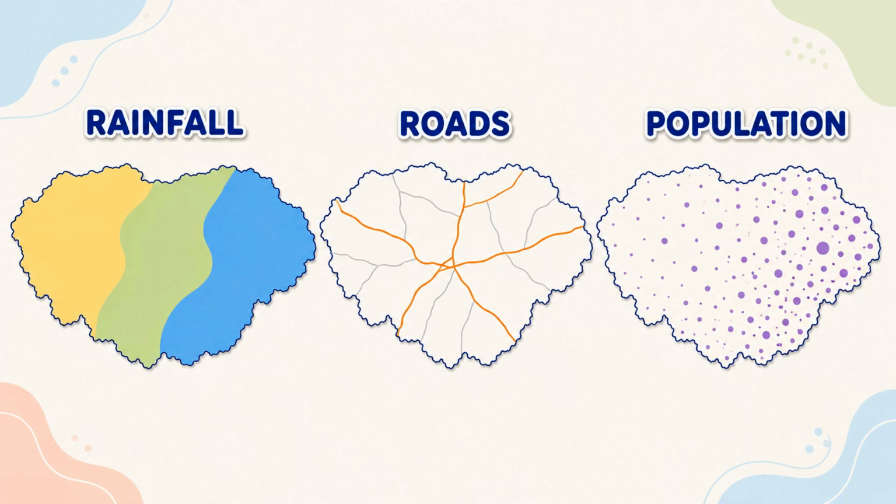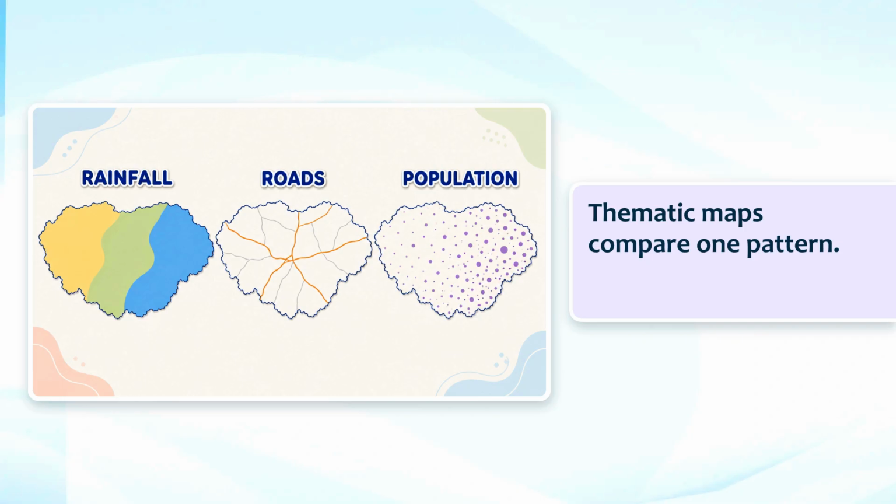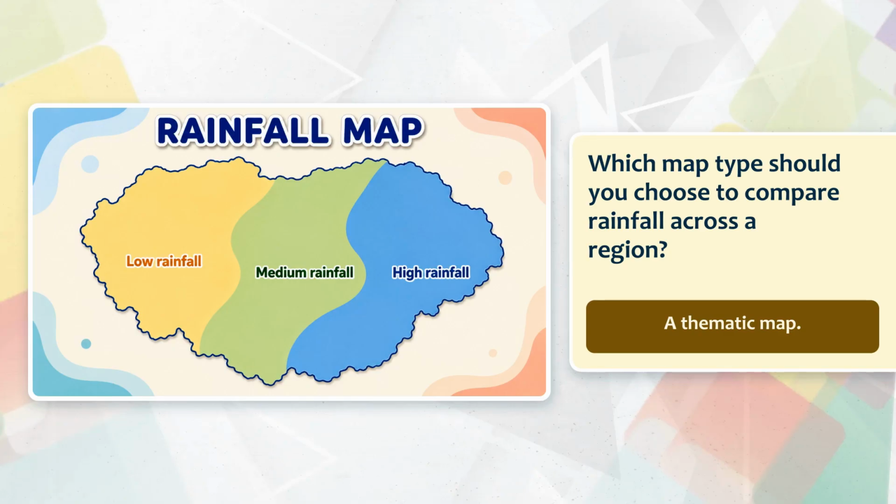Focusing on one topic makes its pattern easier to compare because other information does not compete for attention. The same region can have a roads or population map, but each thematic map answers one focused question. Keep the map's single focus in mind. Thematic maps compare one pattern. A focused pattern is easier to compare across a region. Think about the information being compared. Which map type should you choose to compare rainfall across a region? The single topic reveals the map type, a thematic map.